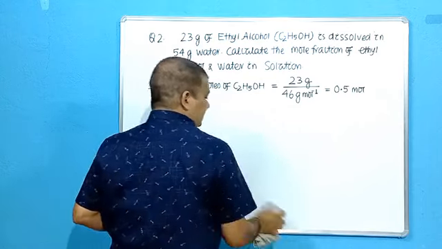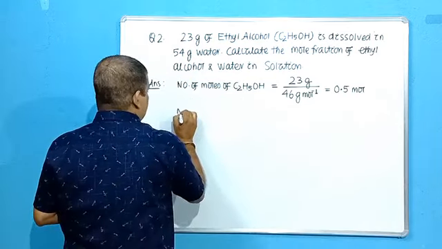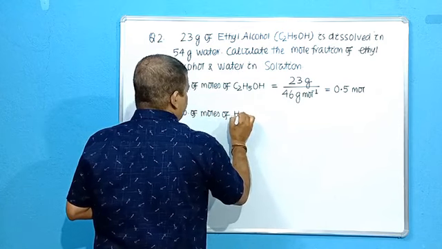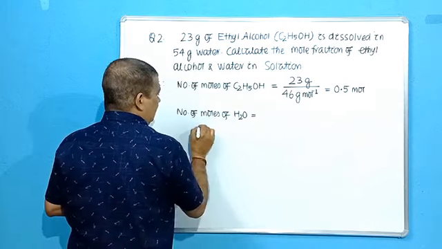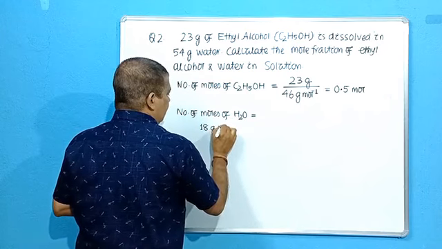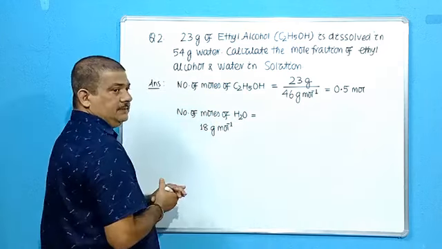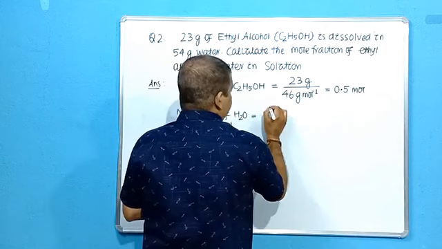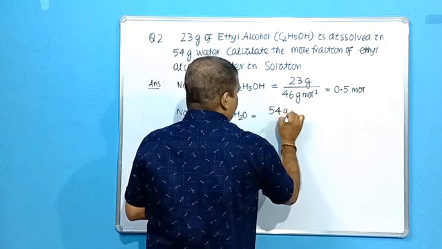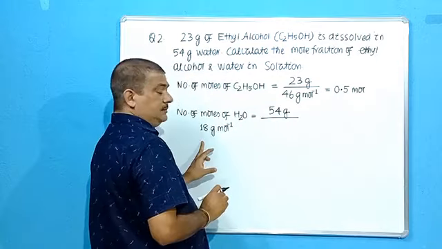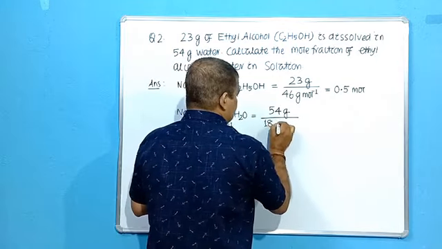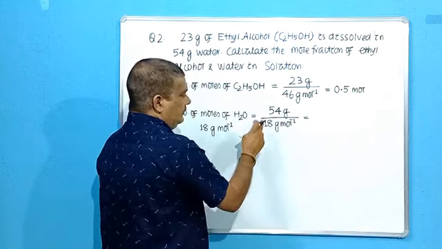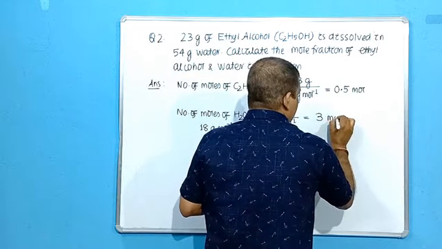Then next, number of moles of the solvent, that is water. Water, you know, the molar mass is 18 gram per mole. We have already calculated it. So how to find out? The given mass of water, that is 54 gram, divided by molar mass, what is molar mass? Now 18 gram per mole. So gram will cancel out, it will be number of moles. So it will be 3 mole.